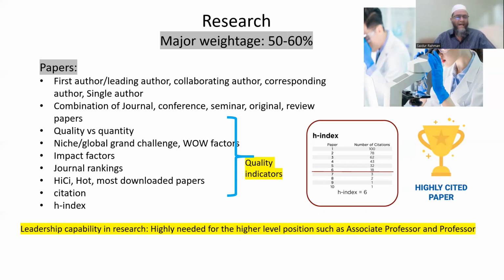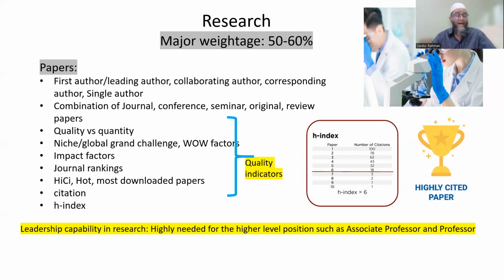So to progress your academic and research career, I think you also need to make a very good plan so that your research is in a niche area, top-notch area, global grand challenge area, with a wow factor that is worldwide, outstanding, winnable. I mean, the area is very impactful, very strong, very novel, and so on. Also, there should be a good impact factor and journal ranking. So these are the things I'll be talking about in the next slides.